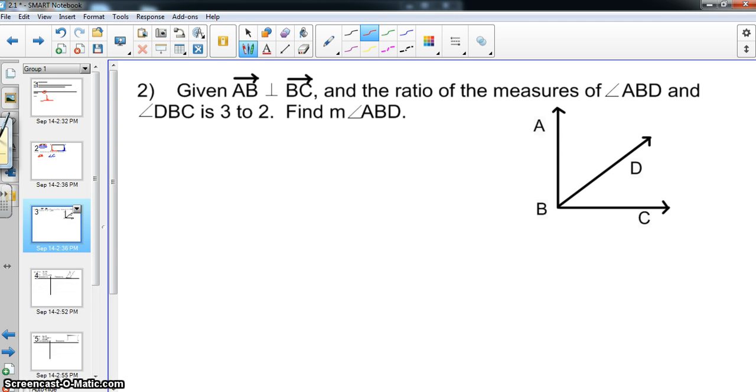The next problem is an algebra problem based off of the two lines that are perpendicular, AB and BC, meaning that this entire angle must be a right angle. And when we have two angles that are in a ratio of 3 to 2, we could put in 3x and 2x. And since those two angles are adjacent and they form a right angle, we could set up an algebra problem adding those two angles and setting it equal to 90.